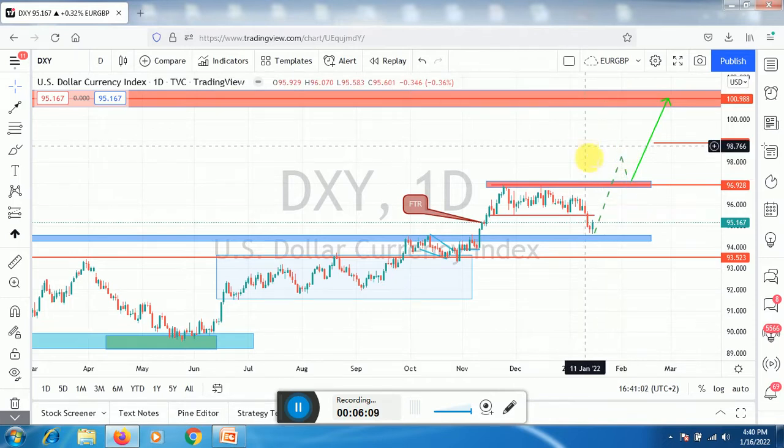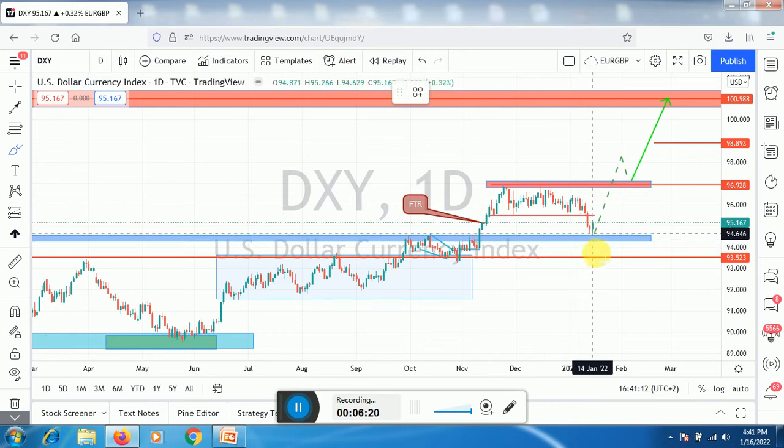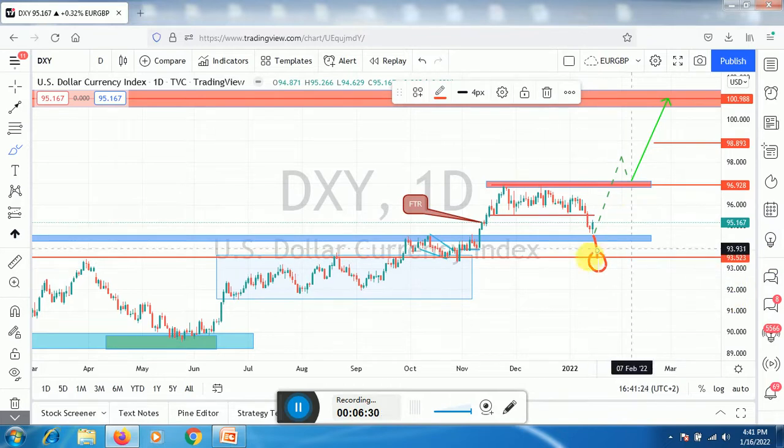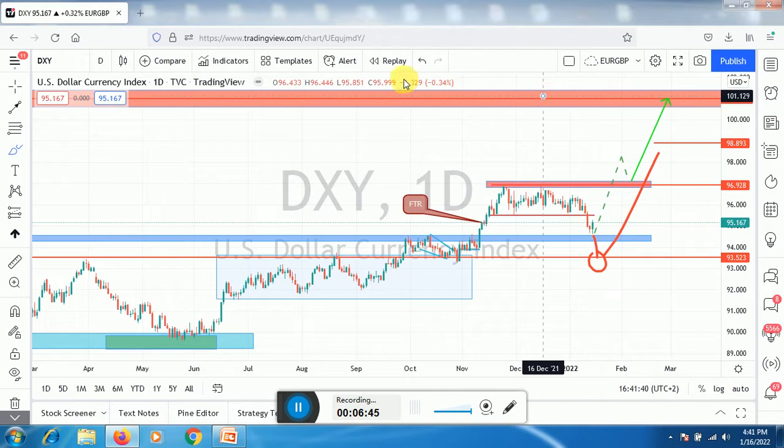So on the story of the US dollar, we might see the dollar come down to this level, the 93.52 level, and then maybe from here price might start to bounce higher, and then the dollar can actually move higher from there. It's just an analysis that I have, that maybe it can come down here, and then price might start moving higher from there.